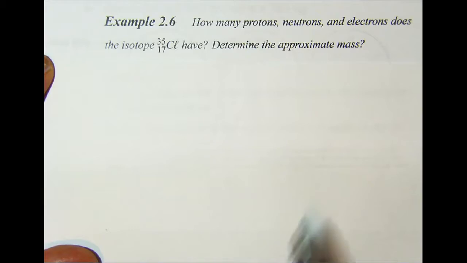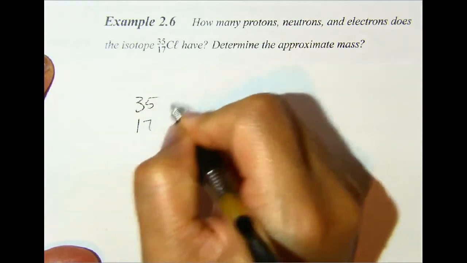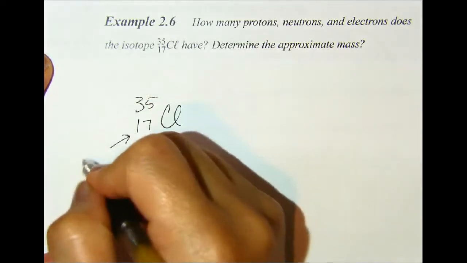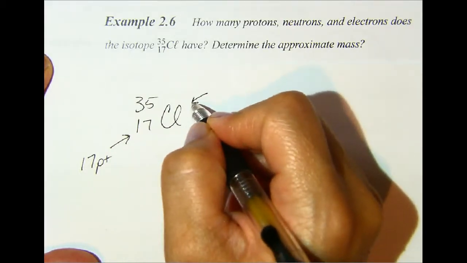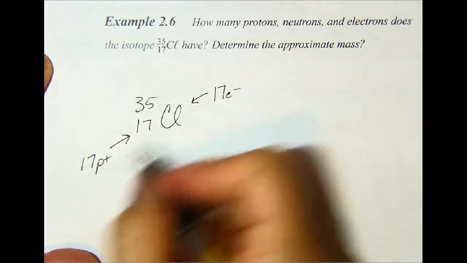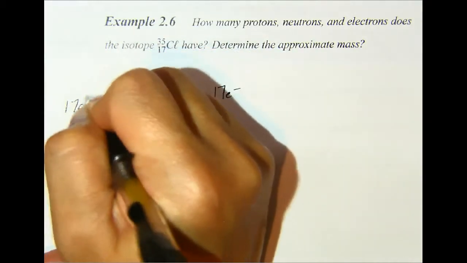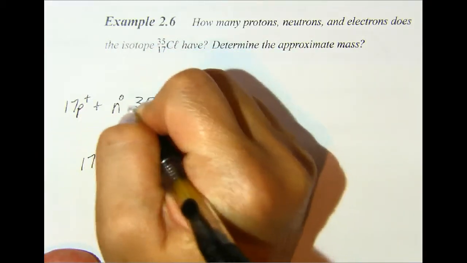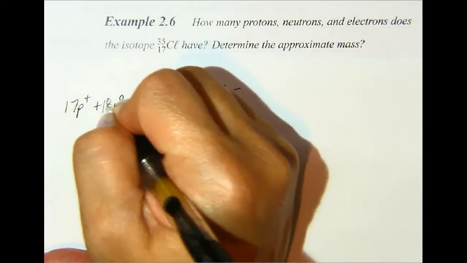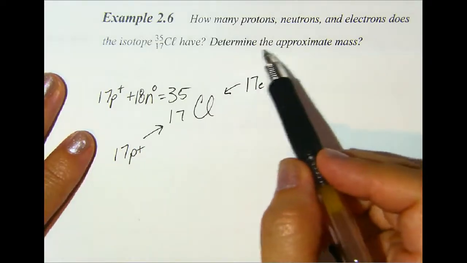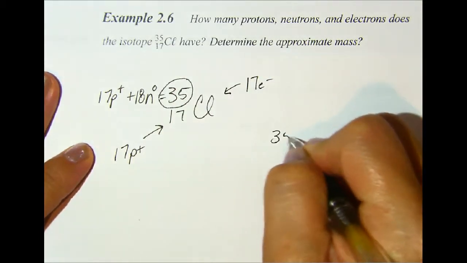The mass of electrons is so small in comparison that we just ignore their contribution to the mass of the atom. Example 2.6. How many protons, neutrons, and electrons does the isotope 35/17 chlorine have? This indicates that we have 17 protons, and since there is no charge value here, it must be neutral, which means it also has 17 electrons. These must be equal for this to be neutral. The 35 is 17 protons plus some number of neutrons to equal 35. And so if we subtract 17 from 35, we get that there must be 18 neutrons.